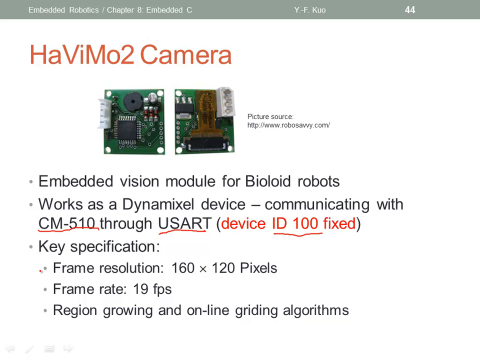So first is the frame resolution. It is 160 by 120 pixels. The frame rate is 19 FPS, frames per second. And it provides two image processing algorithms. First is region growing. Second is line tracking. Region growing is the one that we will use in our example.